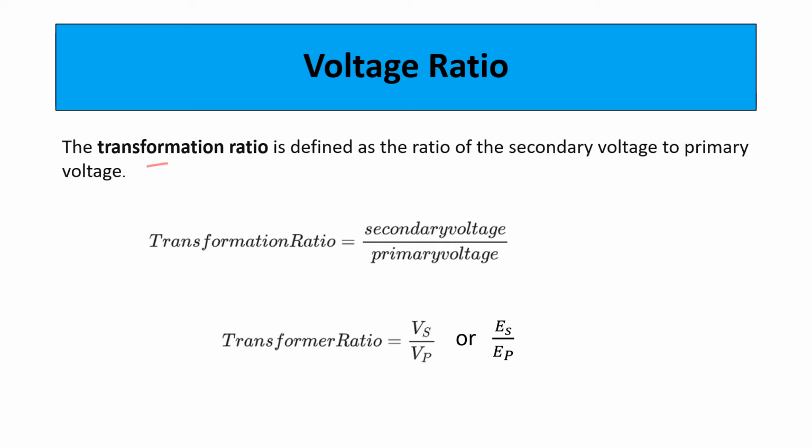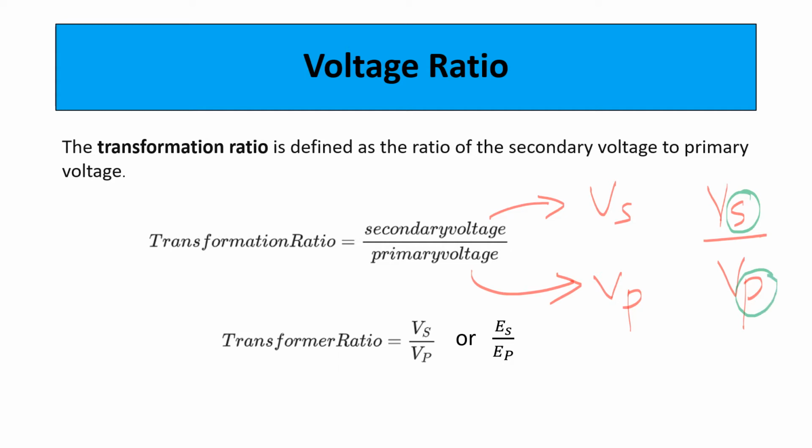The transformation ratio or the voltage ratio is defined as the ratio of the secondary voltage to the primary voltage. Secondary voltage can be represented using the letter Vs and primary voltage can be represented using the letter Vp. Therefore, the transformer voltage ratio can be represented as Vs by Vp. S stands for secondary and P stands for primary.